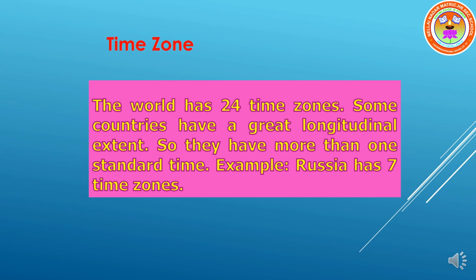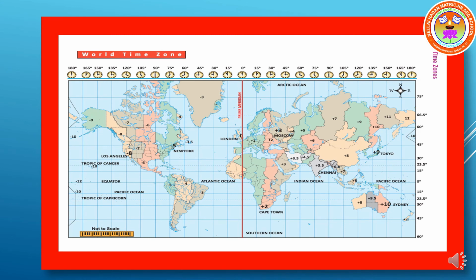Next, we are going to see about time zones. The world has 24 time zones. Some countries have a great longitudinal extent. So, they have more than one standard time. Example, Russia has 7 time zones. Children, this is the image of world time zones. Different countries have different times. Okay?